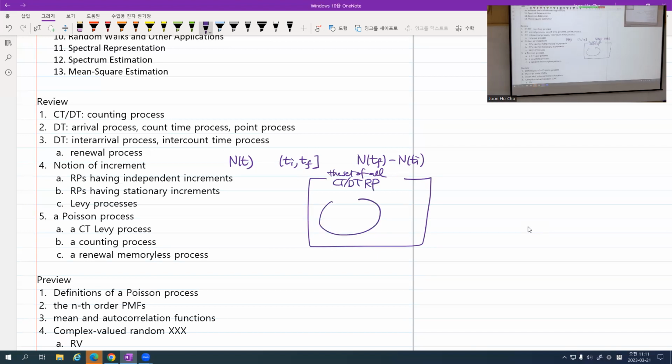But let me exaggerate the size. And this is the subset of all Levy processes. It could be continuous time or discrete time. And of course, I didn't say that the Levy process is defined given a counting process. A counting process could be a Levy process, and a non-counting process could be a Levy process.